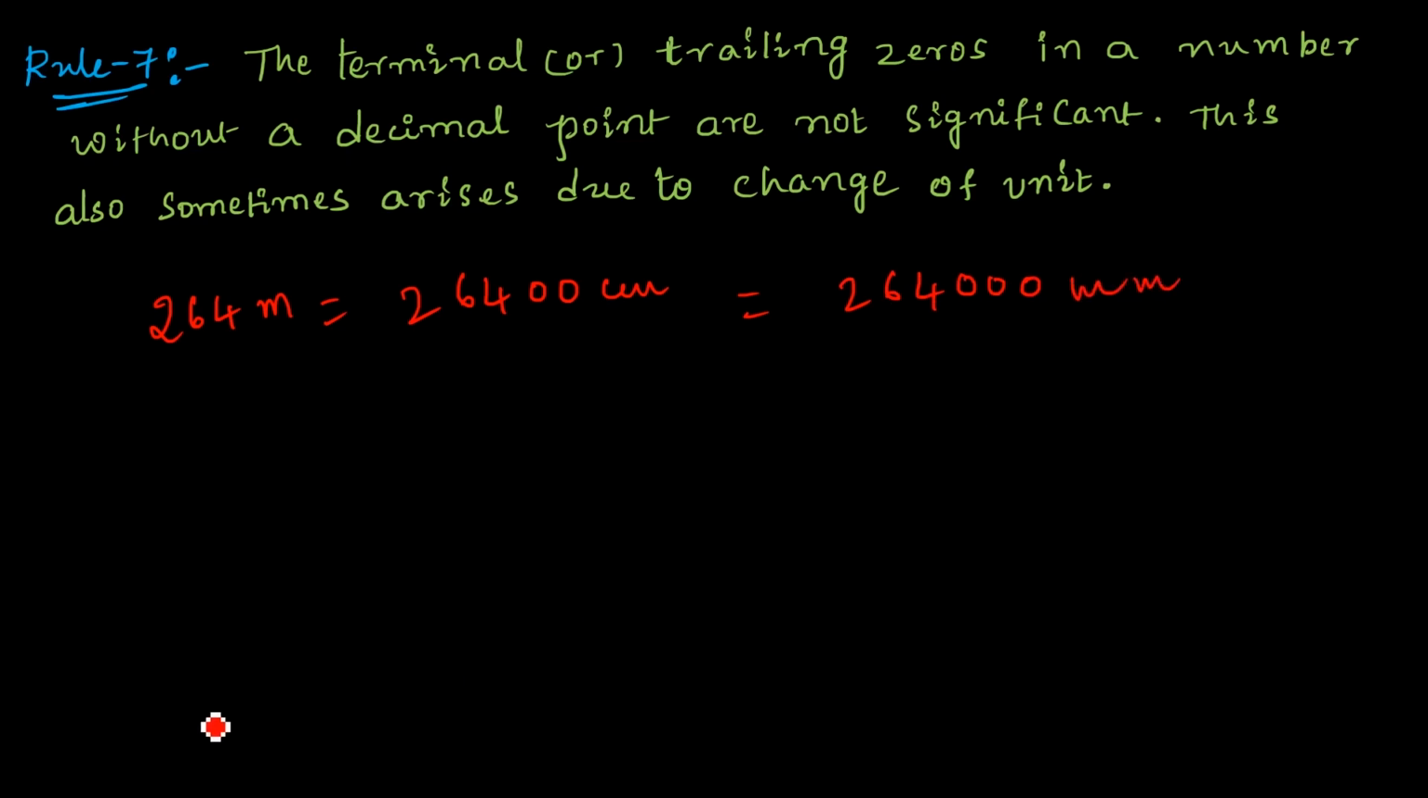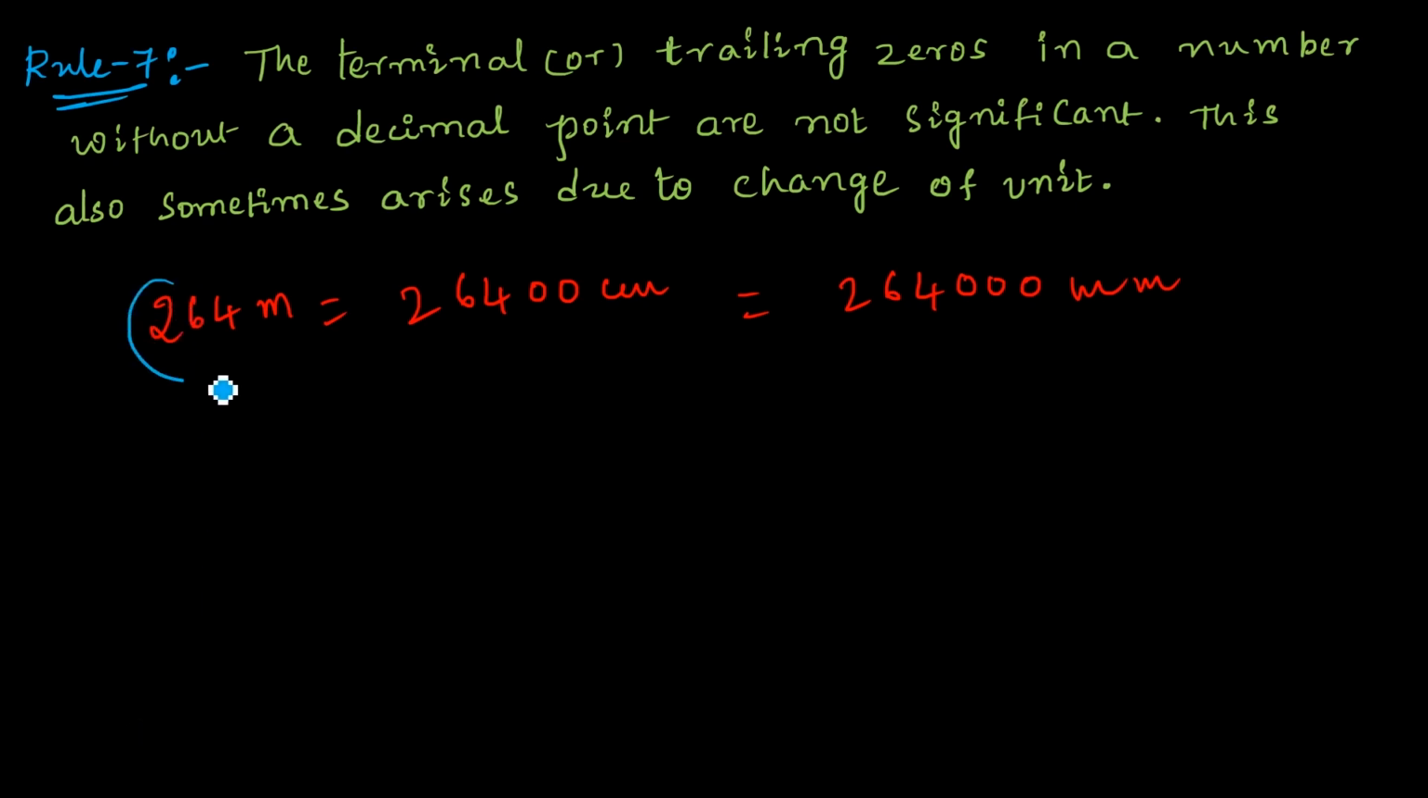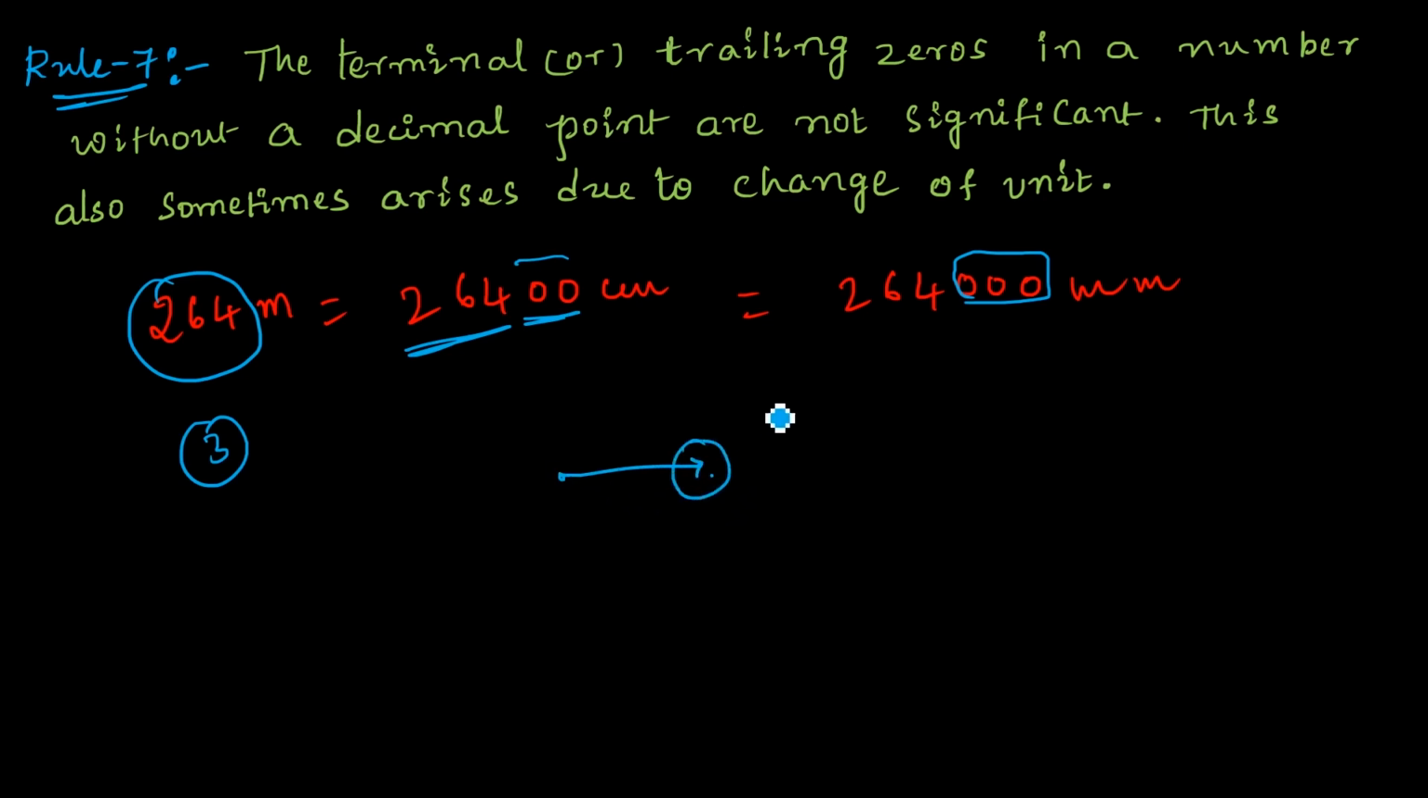So here, how many significant figures are there? Only three significant figures are there. These zeros cannot be considered as significant figures. So here, these are the terminal or trailing zeros in a number without a decimal point. Terminal means end. This is the starting point and this is the ending point, the terminal point. So these zeros cannot be considered as significant figures.